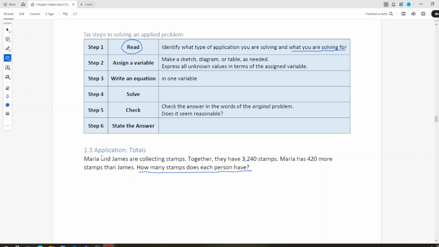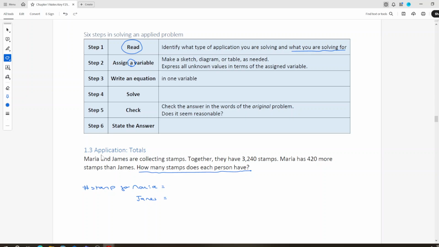So we're solving for the number of stamps that Maria and James have. Now, I get really lazy with what are called let statements. I often just put Maria and James, and then I know that I'm finding the number of stamps for each of them. But you can be more particular and say, okay, I'm finding the number of stamps for each person. Now, in chapter 1, you're only allowed one variable. We're allowed an x. So what we're going to do is try to express both of these things that we don't know in terms of x.